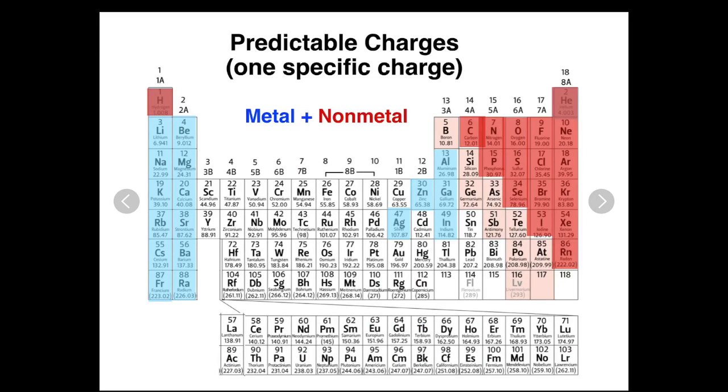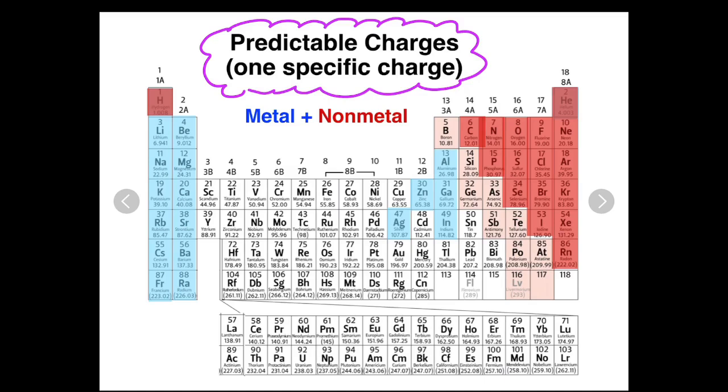Pretty much what I want you to know is that the metals that have only one specific, predictable charge are, in this case, group 1A, 2A, and then group 3A. Again, boron is excluded because it's part of the metalloids. Then another two exceptions that we just talked about are silver and zinc. Silver would be +1, zinc would be 2+. So group 1 would be +1, group 2 would be +2, and group 3 would be +3.